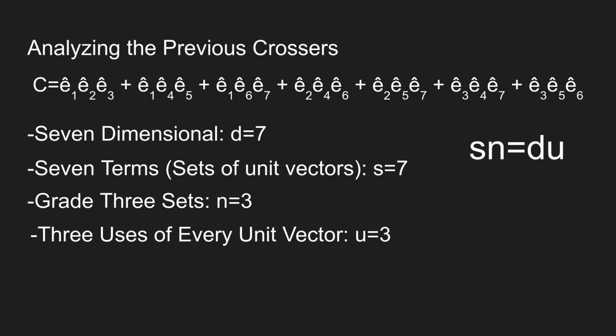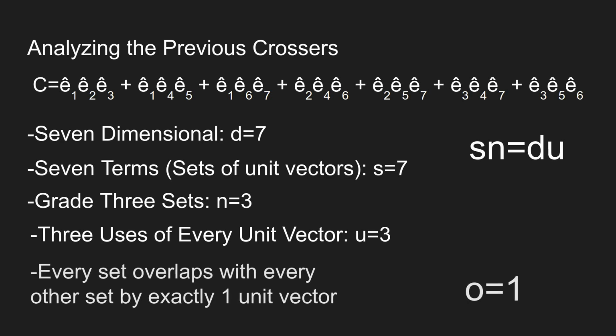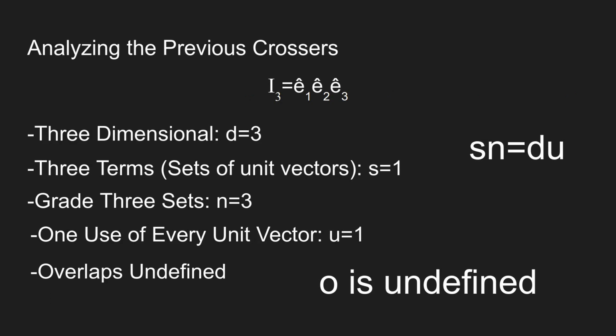A fifth quantity we can define as O, the number of unit vectors shared by any pair of sets. For example, choose any two of the 7 terms used, and you can see that they share exactly 1 unit vector. But in the case of the 3D cross product, we see that d equals 3, s equals 1, n equals 3, u equals 1, and O is undefined, as there is only one set, and therefore it doesn't make sense to talk about the overlap between distinct sets.